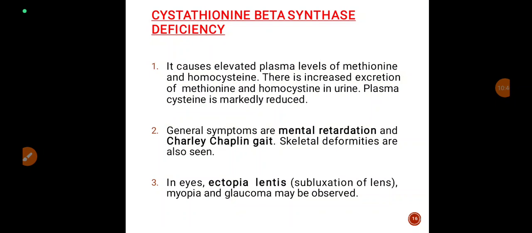So when there is a deficiency of the enzyme cystathionine beta synthase, there is a condition called homocystinuria. It causes elevated plasma levels of methionine and homocysteine. There is increased excretion of methionine and homocysteine in urine. So plasma cysteine is markedly reduced. General symptoms are mental retardation, Charlie Chaplin gait, and skeletal deformities. In the eyes, there is ectopia lentis, which means subluxation of the lens; myopia and glaucoma are also observed.